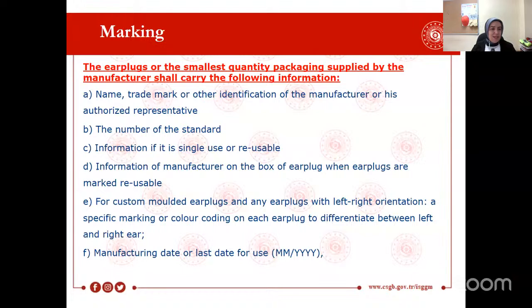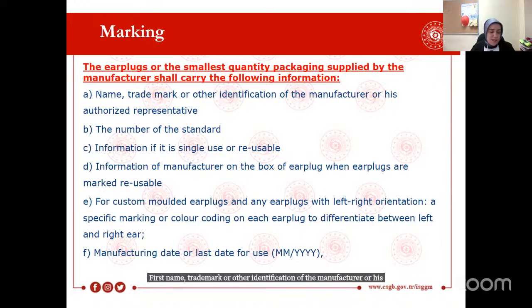About marking, these are the markings for all types of hearing protectors. First, the name, trademark, or other identification of the manufacturer or his authorized representative should be on the hearing protector or on the box or in the user instructions. Also, the number of the standard, and information if it is single use or reusable. This is important for earplugs.